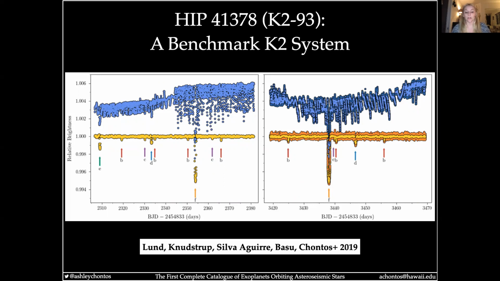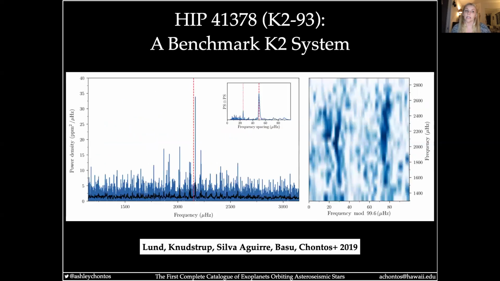Now, it was reobserved in short cadence in campaign 18, where K2 was doubly lucky and happened to reobserve 2 of these 3 outer planets, which is shown on the right. But because we now had short cadence data and thus the required cadence to be able to detect solar-like oscillations, a quick look at the power spectrum indeed revealed these beautiful p-mode oscillations shown in this plot here.